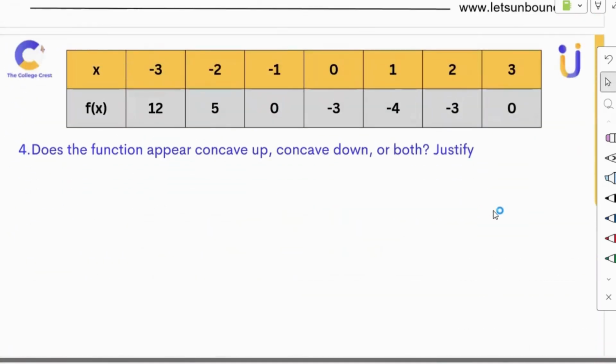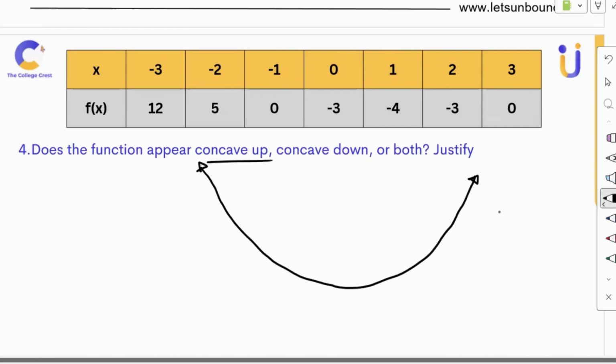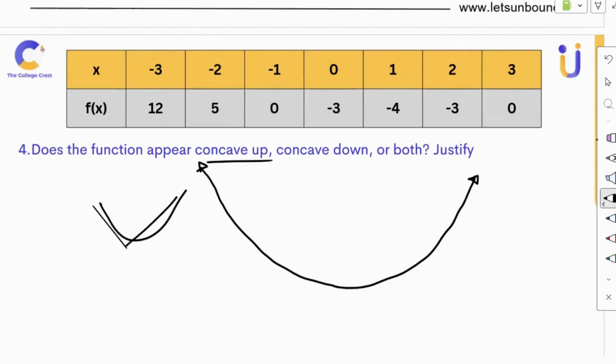And moving to the fourth question. Does the function appear concave up or concave down? So we already did decreasing, then increasing, like this. Right? So it's a concave up category. A decrease and then an increase, so the bending is cup shape, so it's concave up. Very simple. Concave up, as the rate of change is going from decreasing to increasing.